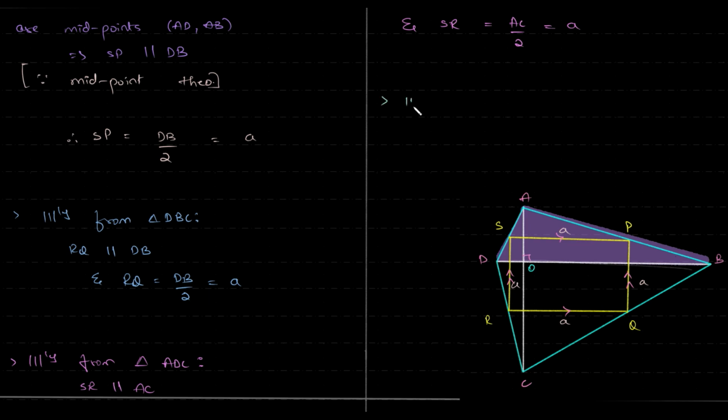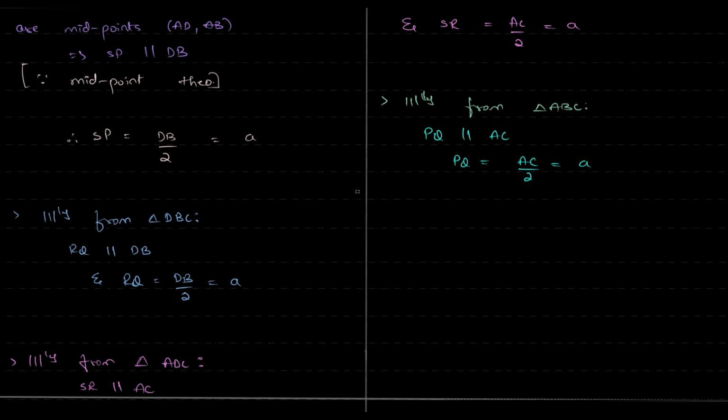Then we have similarly from triangle ABC. Okay. Since we have written all of that, see these are the midpoints and all of that. So we can directly conclude this. So we have PQ being parallel to AC and PQ being equal to AC by 2. So that's equal to A. So from all of this, what can we conclude? All the sides are equal and opposite sides are parallel.